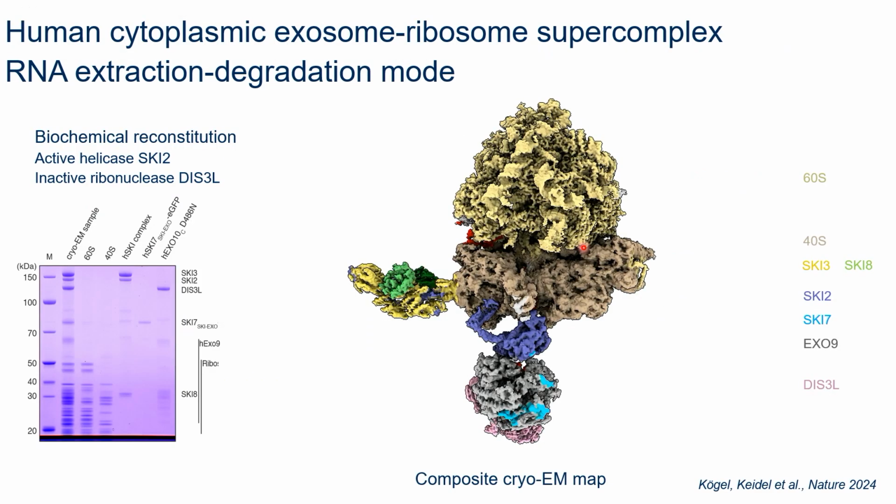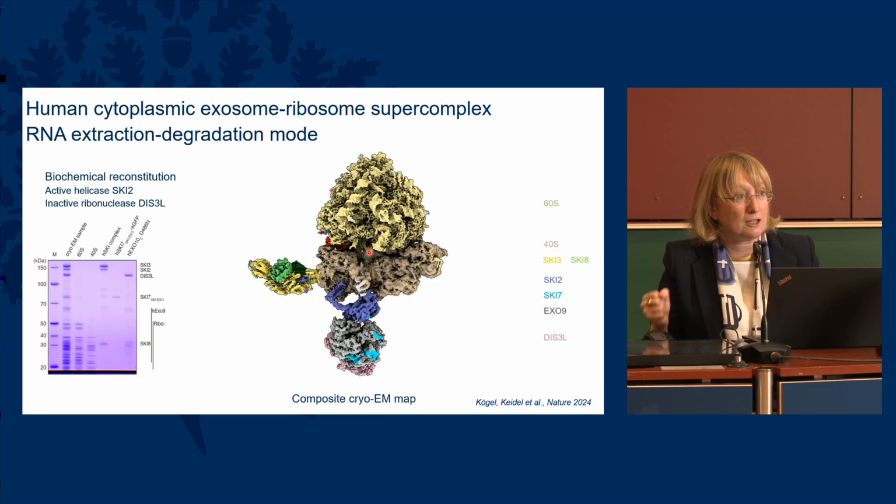So what does it do? Well, of course, we can reconstitute. In this case, these are biochemical reconstitutions where we purify ribosomal subunits, we make all the proteins that we need to reconstitute this complex, and now this is a composite cryo-EM map catching the ribosome on the exosome. The way we did it is biochemically: we kill the ribonuclease activity with a single active site mutation, and we have an active helicase. What we are trying to do is have a system where the helicase is extracting the mRNA or the mRNA mimic from the ribosome, it threads it to the ribonuclease, but it cannot let go because the ribonuclease is dead.